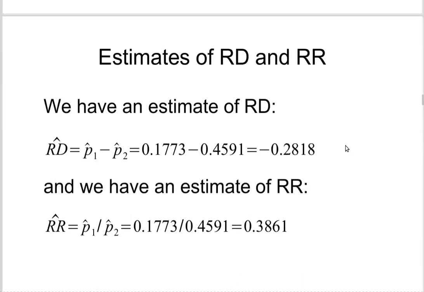What have we got then? We have estimates of the probabilities, so we have estimates of the characteristics that we've computed earlier. For example, we have an estimate of the rate difference. We have an estimate of the rate ratio, and they're given as illustrated here. To what extent that estimate, minus 0.2818, is close to the actual population characteristic, the rate difference, is something we would like to study.